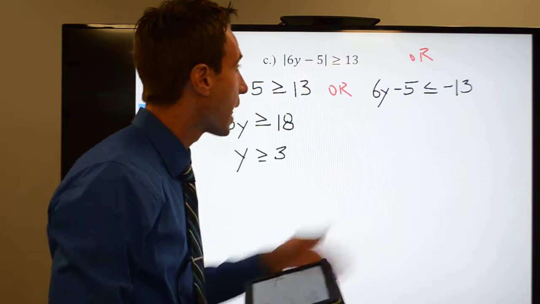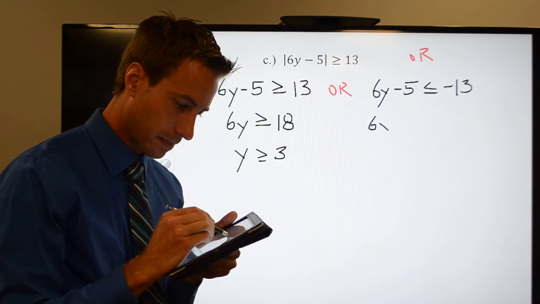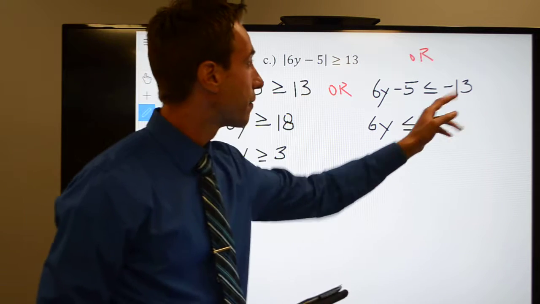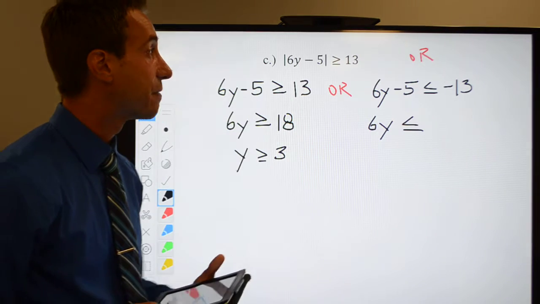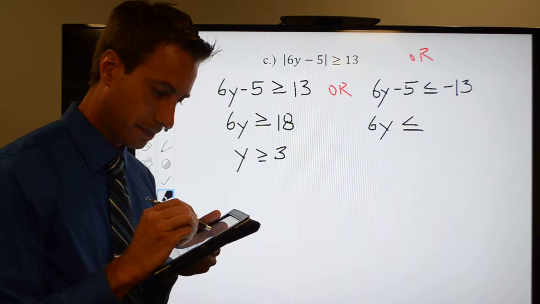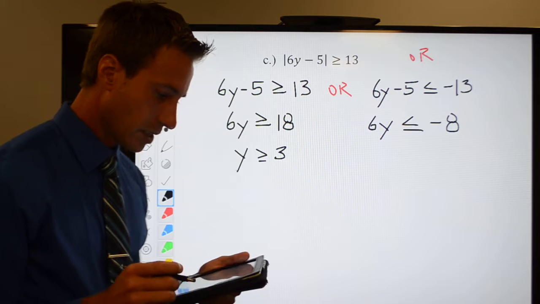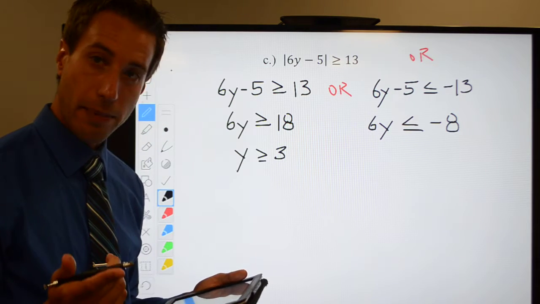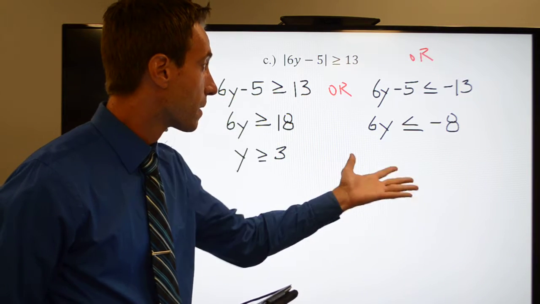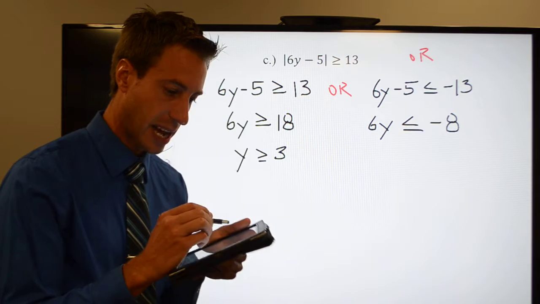On the other side, I'm going to need to add 5, so 6y is going to be less than or equal. It's a negative 13. I'm adding 5 to it, so we should be at a negative 8. Now I'm going to need to go ahead and divide both sides by 6. It is a positive 6. I don't need to flip the inequality because it's a positive number, so we'll just have a negative 8 divided by 6.